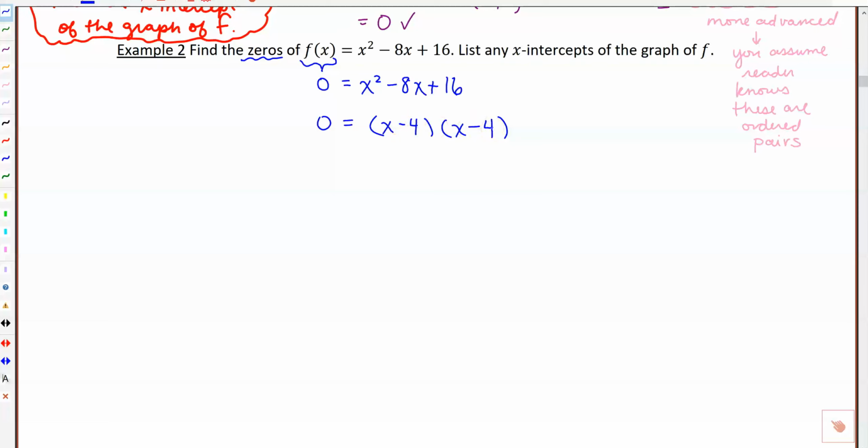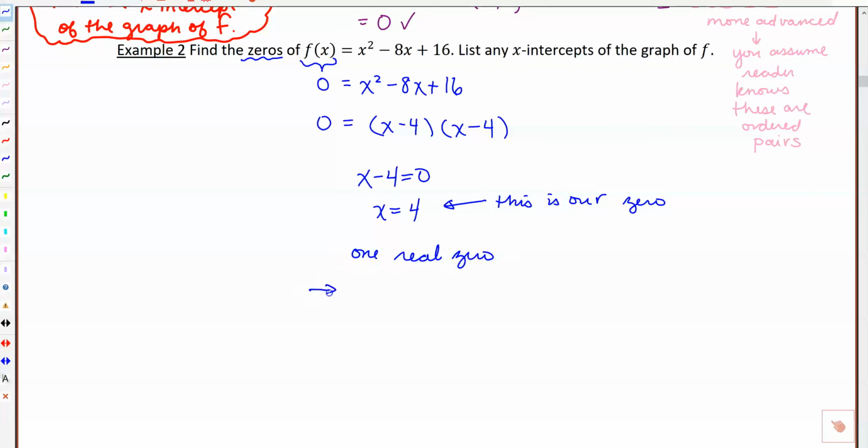All right, so then we're going to set the factors equal to 0. In this case, my factors are the same. It's the same factor, so I don't have to set both of them equal to 0. I just need to do one. So x minus 4 is equal to 0, so that means x is equal to 4. All right, so this is our 0. So for this particular example, we have one real 0.